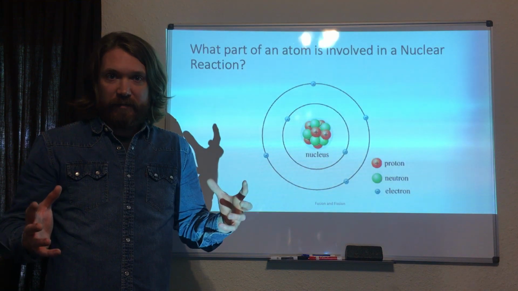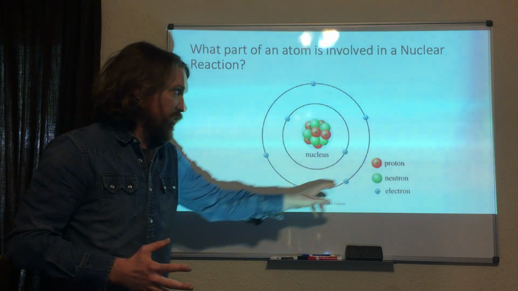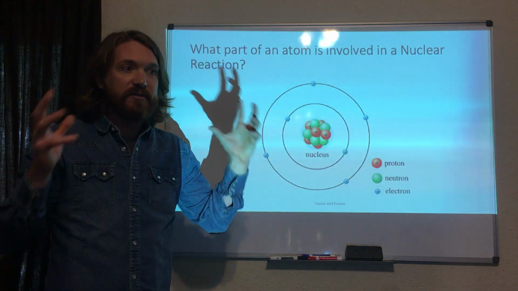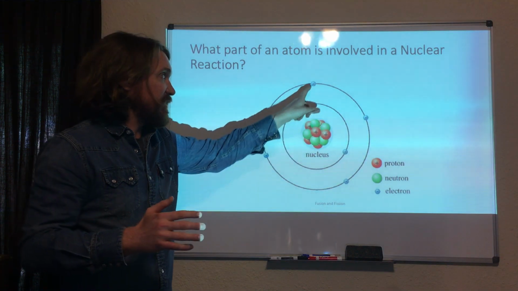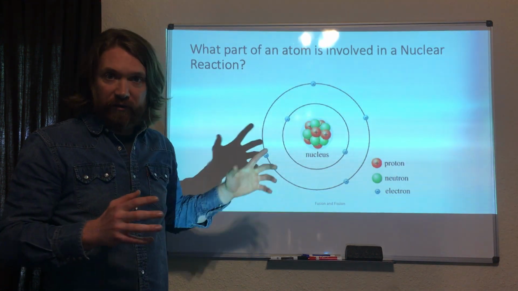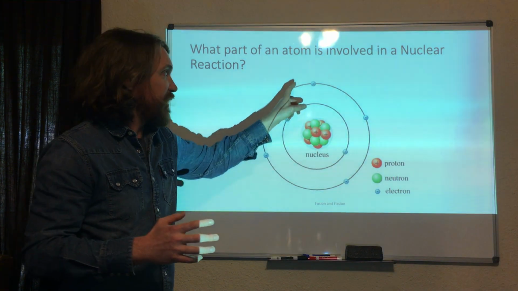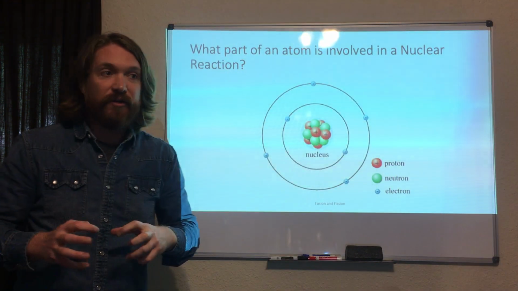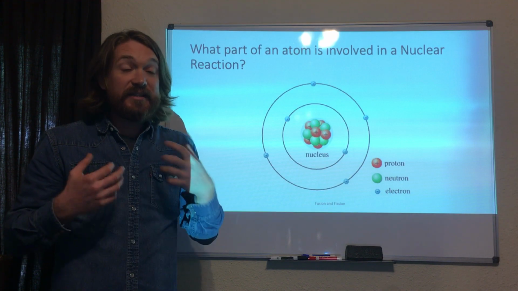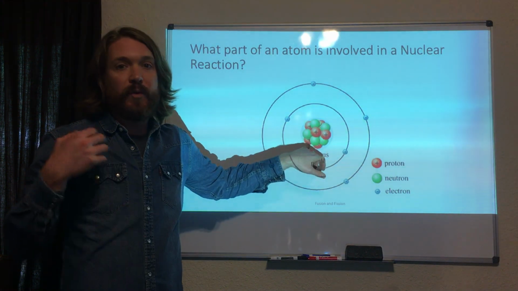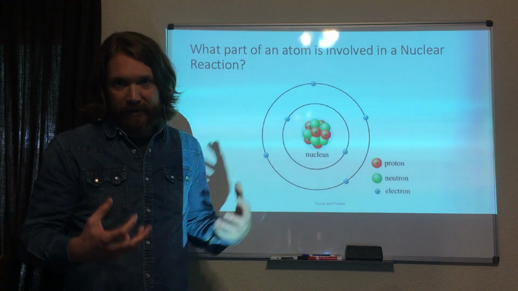Most everything we've talked about so far has been about the electrons. They're small, they're on the outside of the atom, they can very easily jump from one atom to another, right? When they spin, they create magnetism. When they jump from one atom to another, they create electricity. But today we're going to be talking about what happens when we mess with the nucleus of an atom.